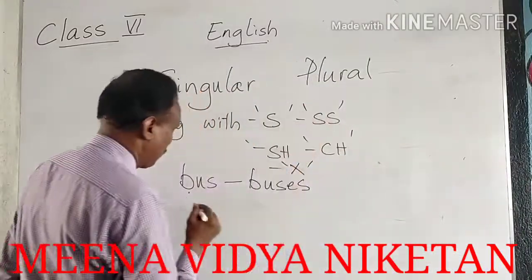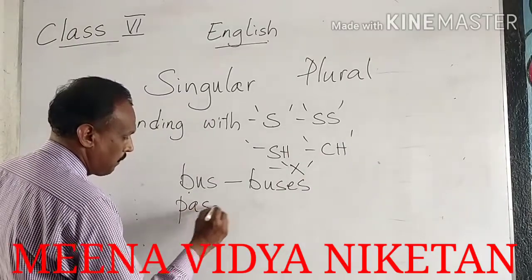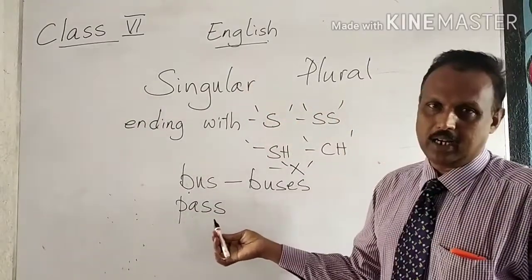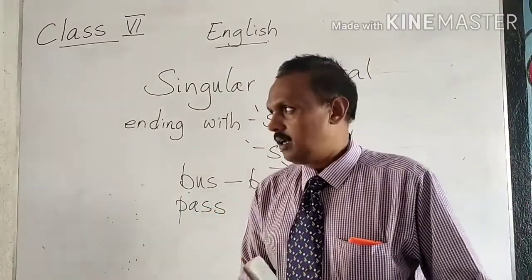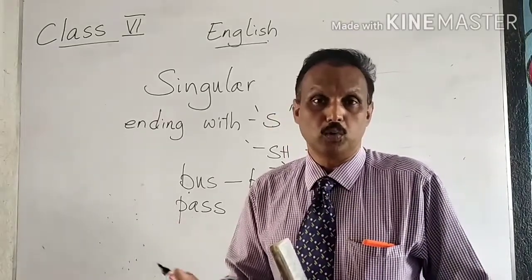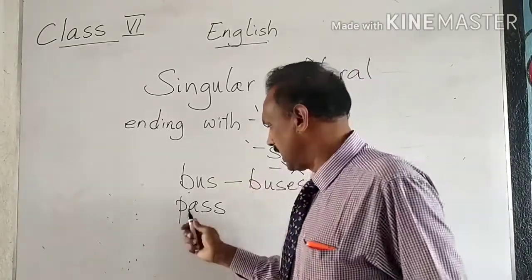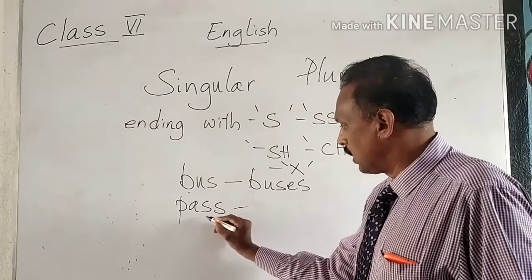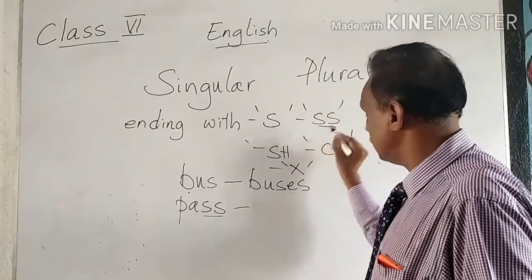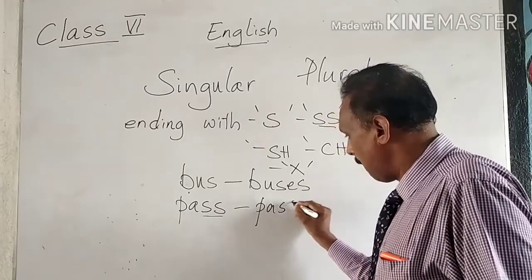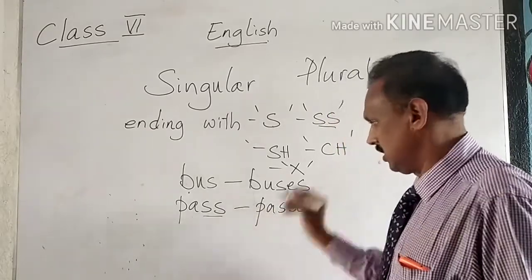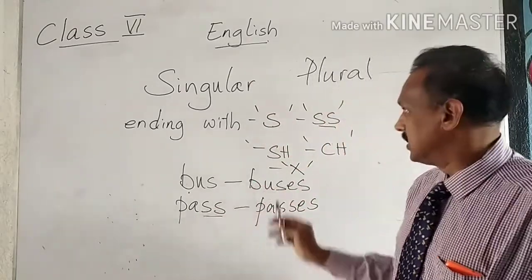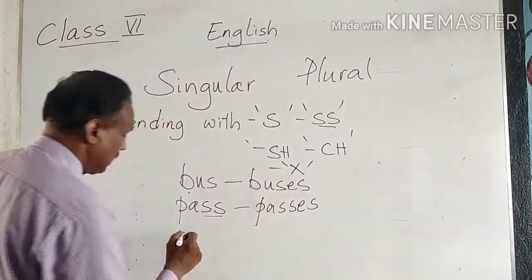So see another example for ending with s. For example, pass. It ends with double s. Don't think it is that pass or fail. It is a pass. Like for example, COVID-19, we have the pandemic here. If you need to go outside, you need to get a pass from the police. So that pass, singular pass, gate pass we say when you are going to watch a match. So what is the plural? It ends with ss. So the plural will be formed passes. How do you read it? Pass, passes.